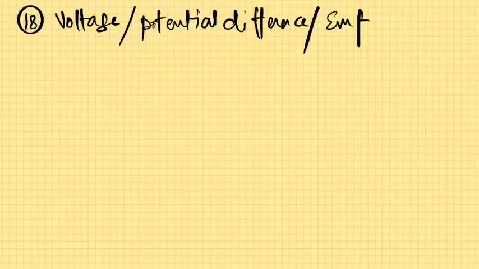Now the next example is voltage or potential difference or EMF. Though there is a difference between potential difference and EMF, the difference is just of perspective. Otherwise the formula is the same and the SI base unit is the same, so there will be the same SI base unit for voltage, potential difference or EMF.